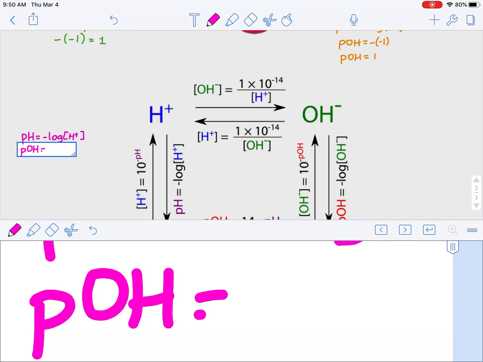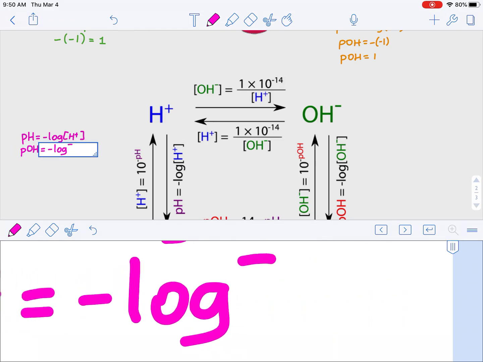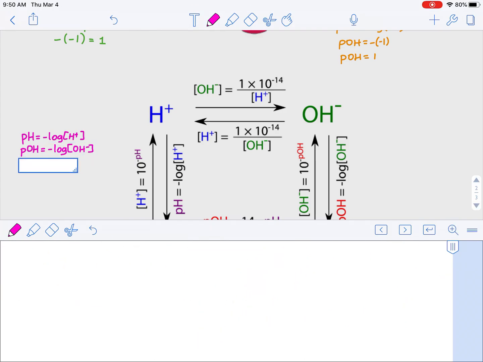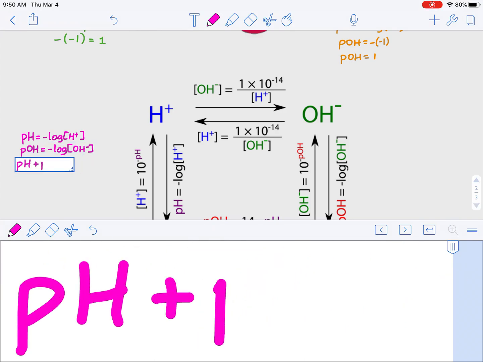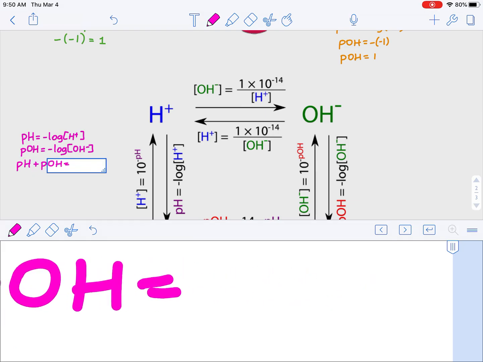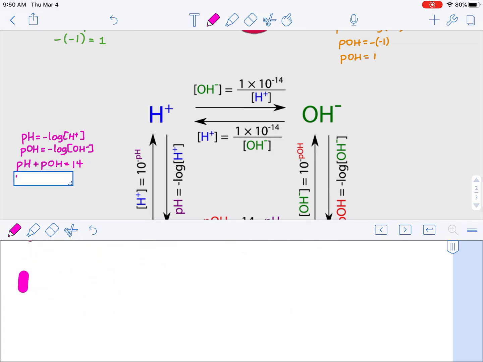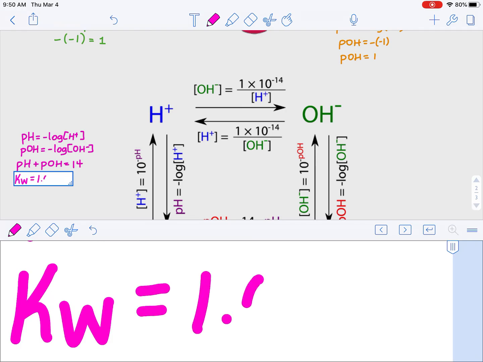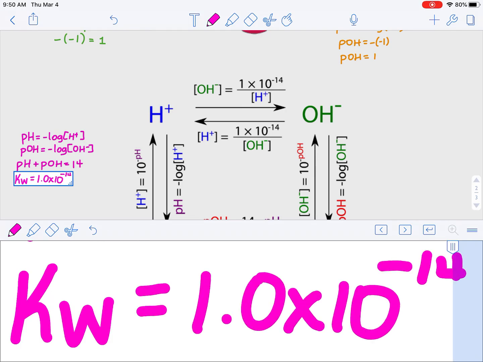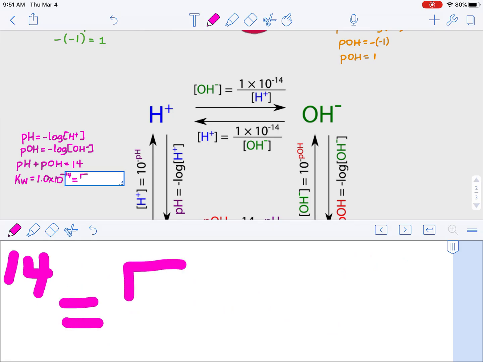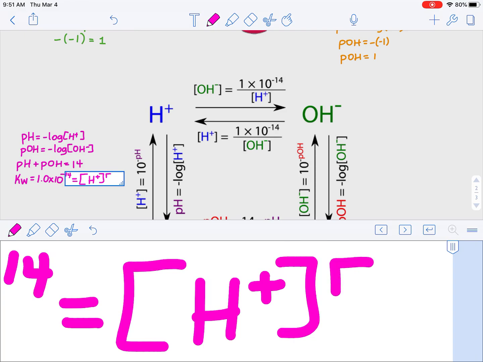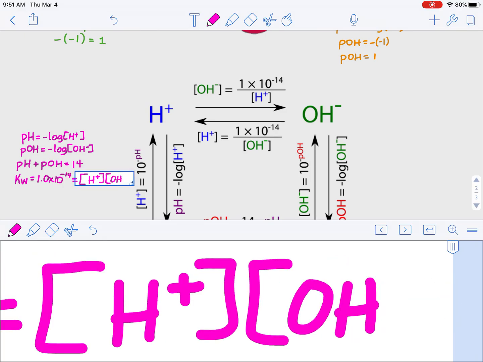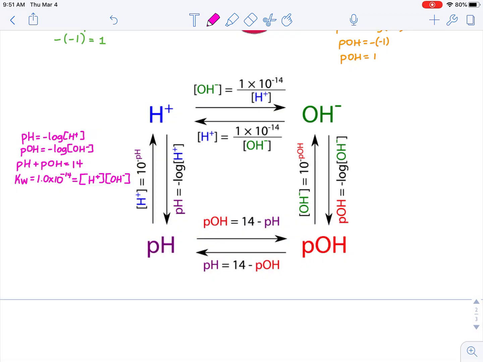First, pH is equal to the negative log of the hydrogen ion concentration. Second, pOH is equal to the negative log of the hydroxide ion concentration. Third, we learned that pH plus pOH will always sum up to equal the number 14. We learned that Kw is a constant that's always equal to 1.0 times 10 to the negative 14th. And that's going to be equal to the product of the concentration of the hydrogen ions times the concentration of the hydroxide ions.